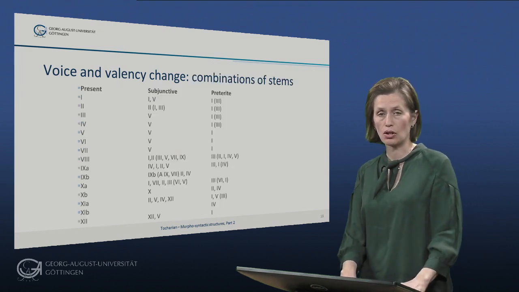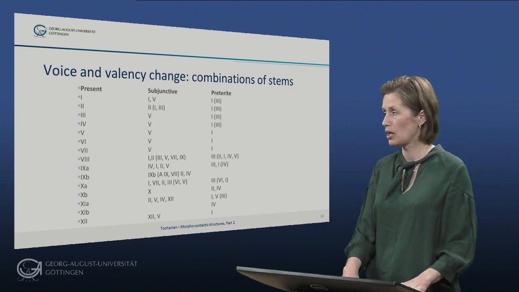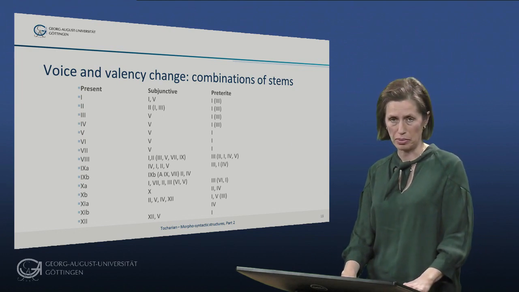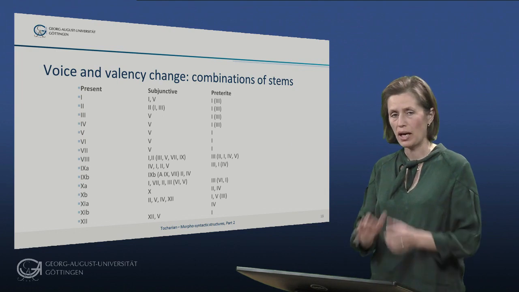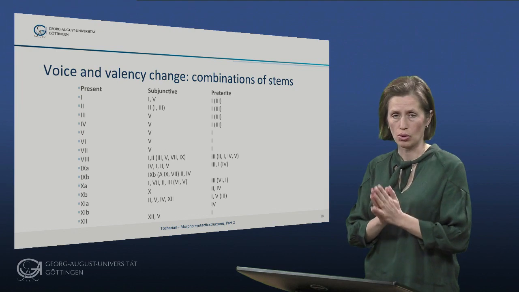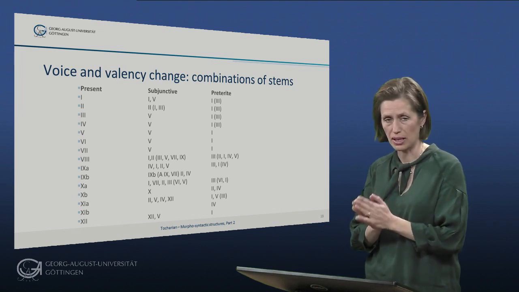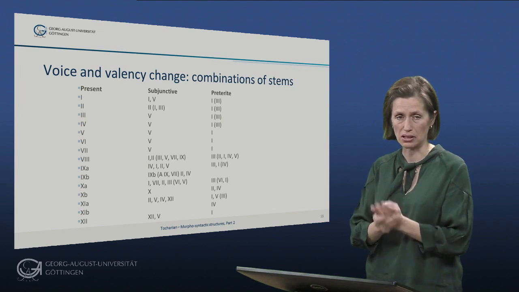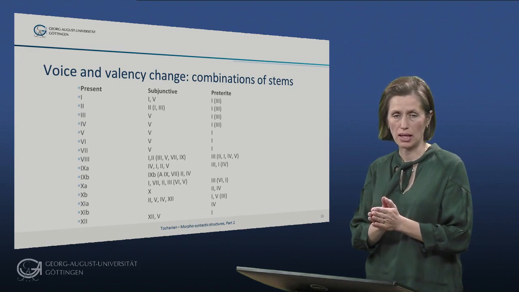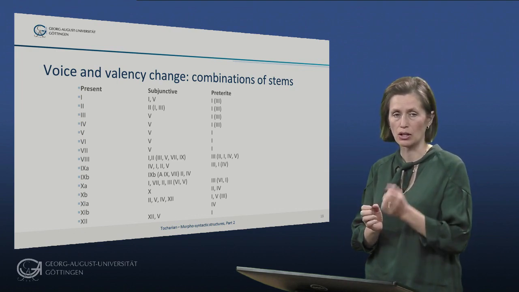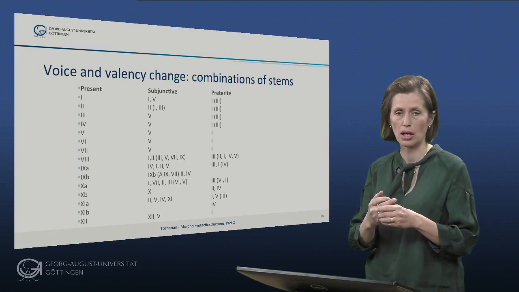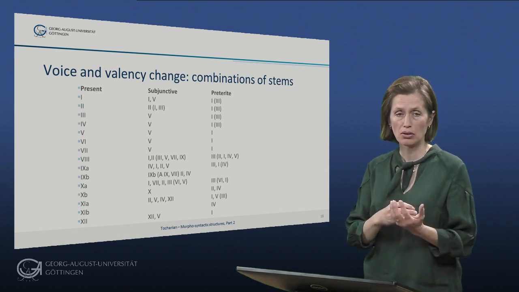The combination of a present, a subjunctive, and a preterite stem, as you see here, follows a certain pattern. For one individual verb, there can be 1, 2, or sometimes even 3 or 4 combinations of stem classes in present, subjunctive, or preterite. This specific system of Tocharian is in the literature referred to as Grundverb and causative, in the German Tocharology tradition. So I prefer to call them non-causative and causative.